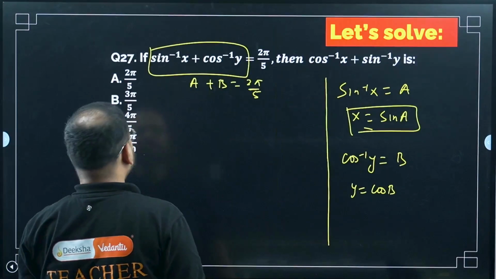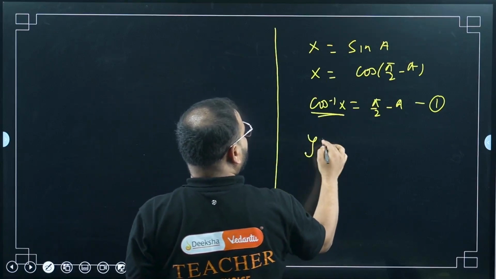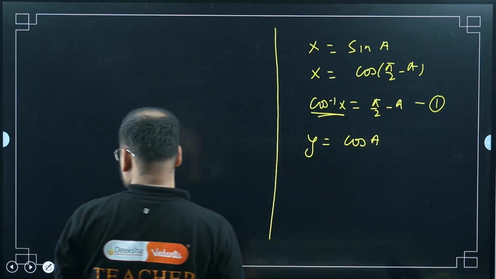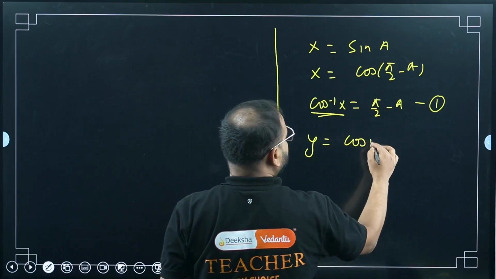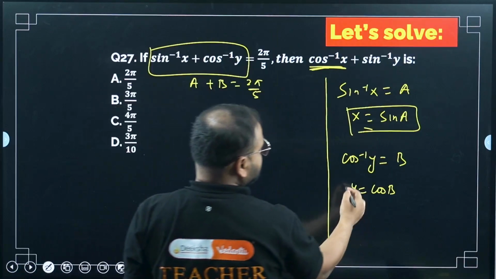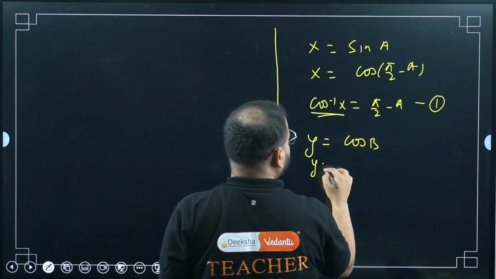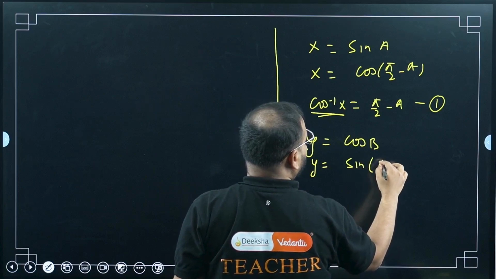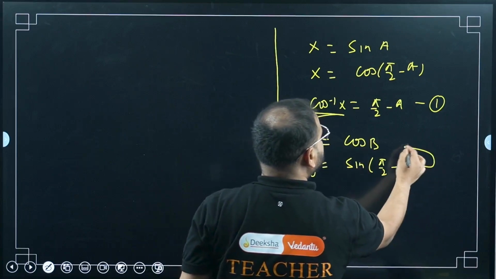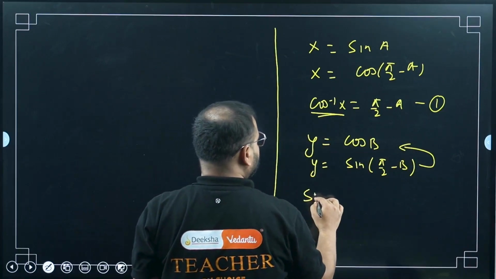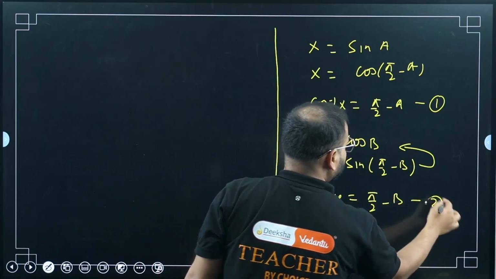Why equation 1, sir? Because we were looking for cos inverse of x and we got here cos inverse of x. So next we will take y equals cos B. From here we have taken. Now do one thing. Write cos in terms of sine. So again same thing, we'll write sine of pi by 2 minus B. Why, sir? Sine of pi by 2 minus theta is cos theta. Okay, take sine inverse on this side. Sine inverse of y equals pi by 2 minus B. This is my equation 2.